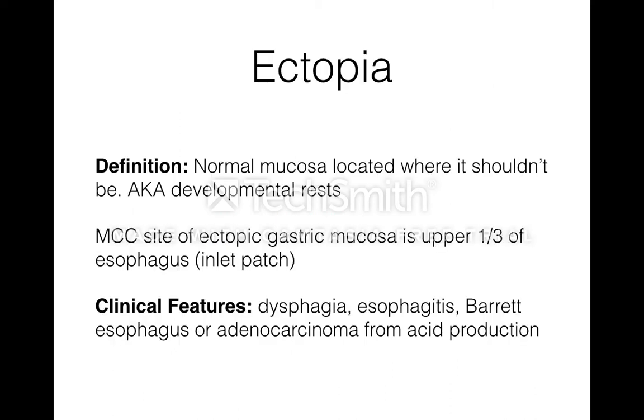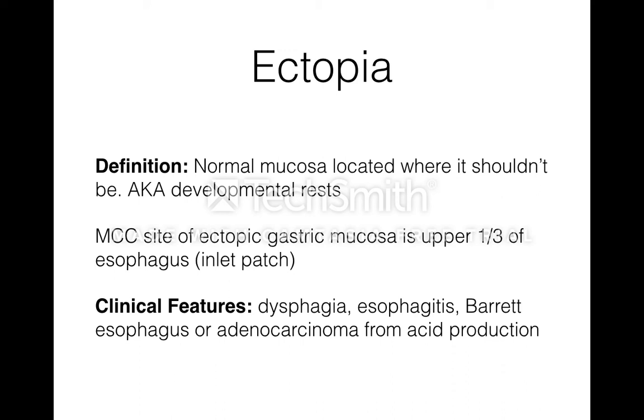So ectopic tissue can often be found in the esophagus. In general, ectopia is the presence of normal appearing mucosa in locations where it shouldn't normally be found. These are also called developmental rests.